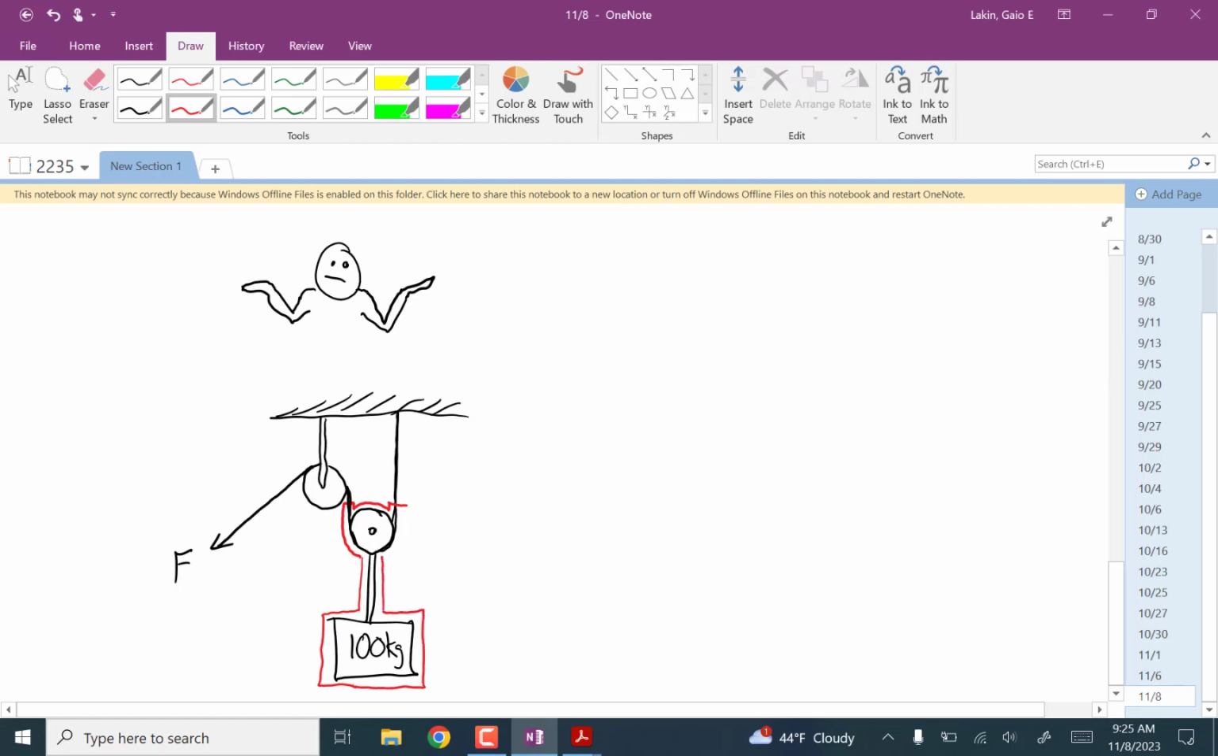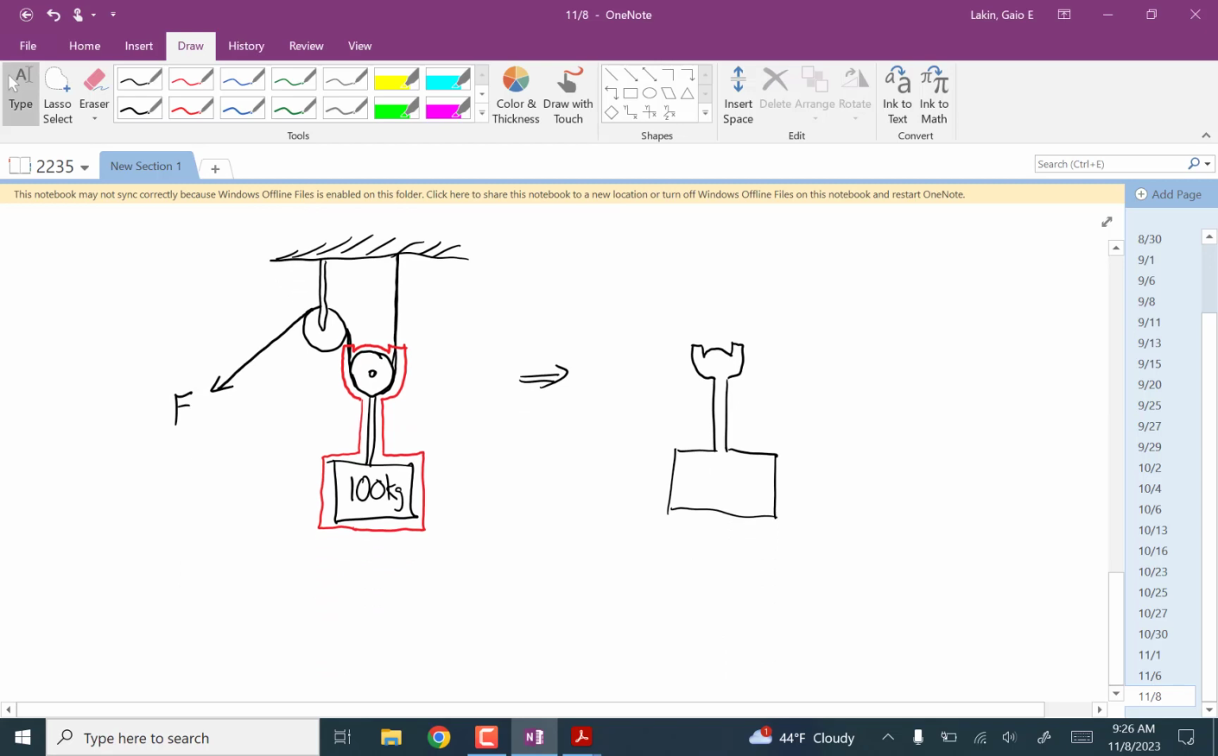Okay, so here's my free body. So notice that I'm including not only everything that's hanging from the cable, but also a little bit of the cable that goes underneath this pulley. But now, here's the free body. So we're including some cable in our free body and we're not including some cable.